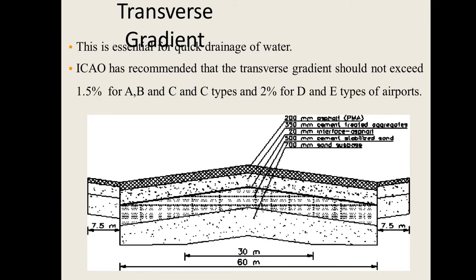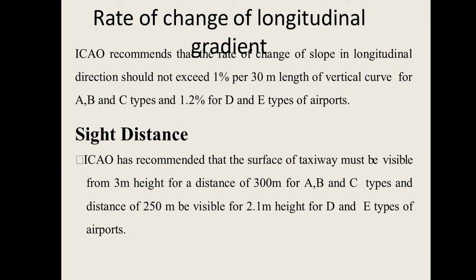What is a transverse gradient? Transverse gradient is similar to the cross slope that is provided in a national highway. The main purpose of the transverse gradient is to drain the water from the taxiway. The rate of change of longitudinal gradient as per ICAO recommendation should not exceed 1% per 30-meter length of vertical curve for A, B, C type and 1.2% for D and E type of airports.